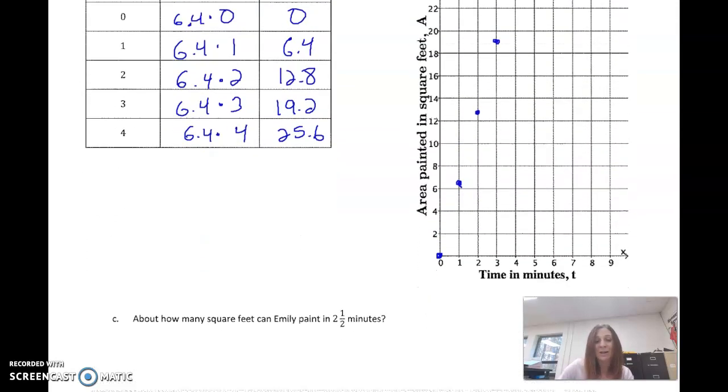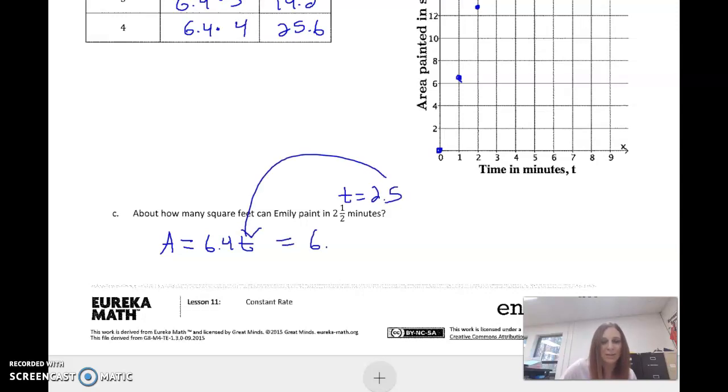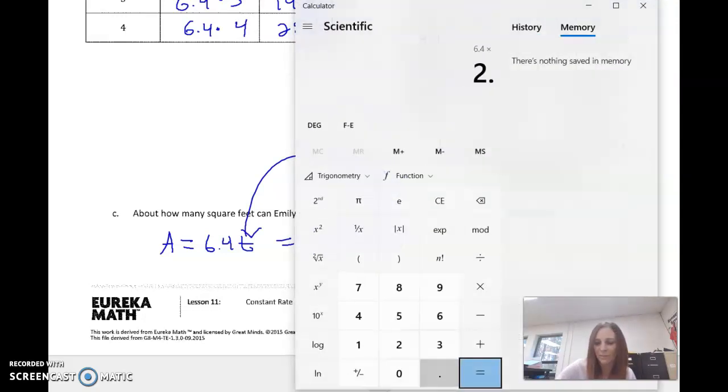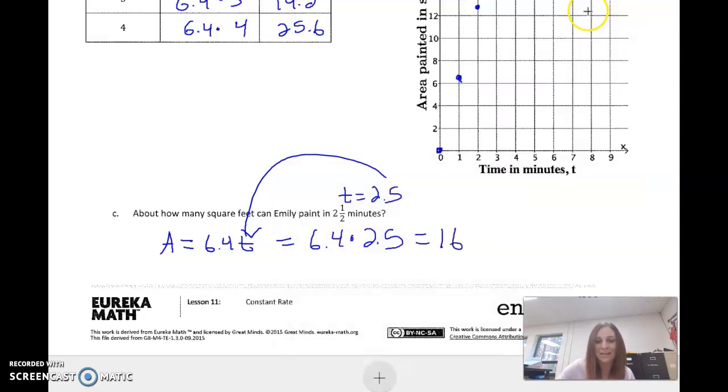Okay, guys, one more thing. How many square feet can she paint in 2.5 minutes? We have our equation. Y equals 6.4 times T. It's not Y though, it's A. How much area? Well, this is minutes. T, and I'm just going to write 2.5 as 2.5. So we get to plug that in right here. And I'm going to go 6.4 times 2.5 is 16. So she can paint 16 square feet in 2.5 minutes.